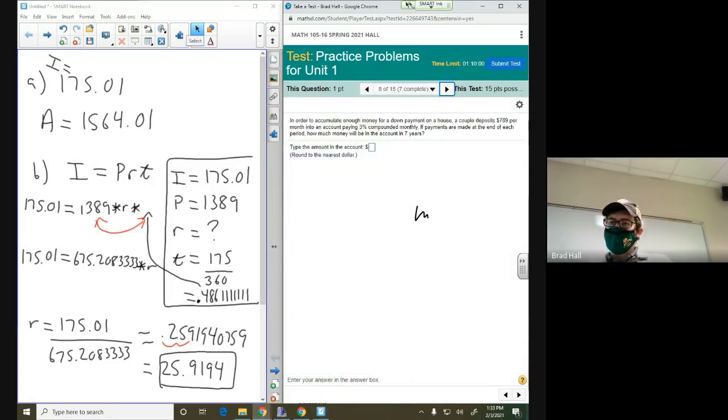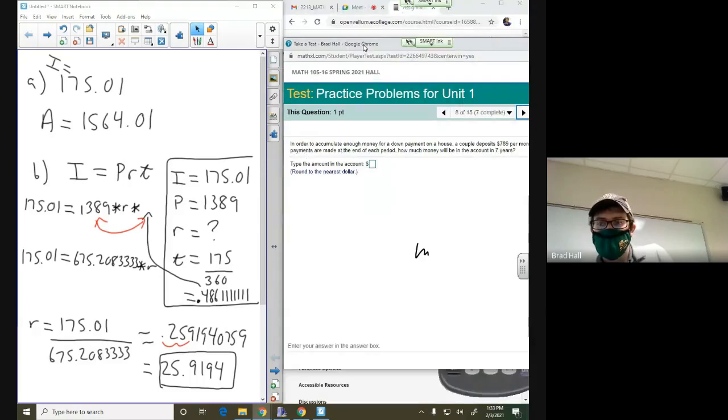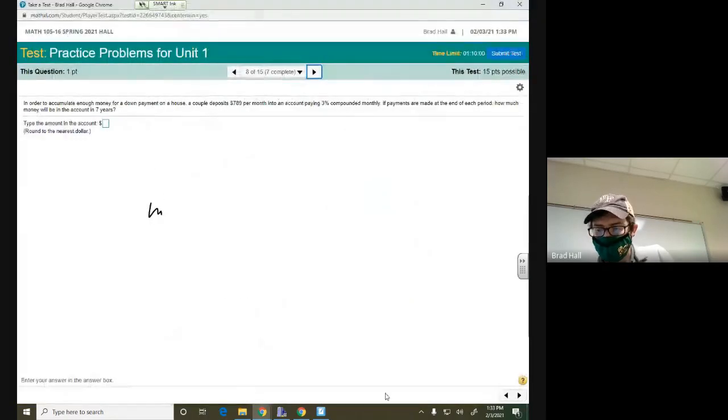in order to accumulate enough money for a down payment on a house, a couple deposits $789 per month into an account, paying 3%, compounded monthly. Payments are made at the end of each period. How much money will be in the account after 7 years? Now I'm thinking.